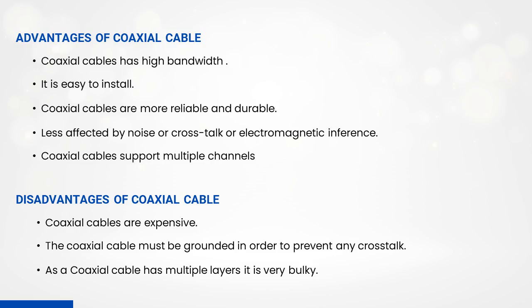Disadvantages of coaxial cable. Expensive. Costs more compared to twisted pair cables. Must be grounded. Needs proper grounding to prevent interference or crosstalk. Bulky. Multiple layers make it thicker and harder to handle.